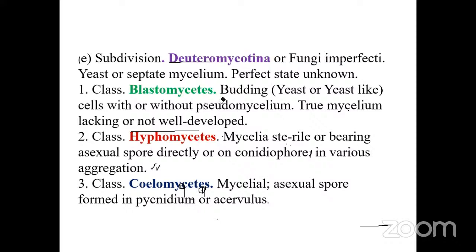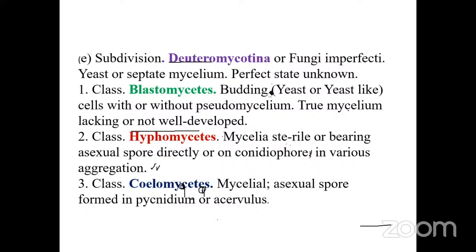But now, as for modern phylogenetic taxonomy, there is no Deuteromycotina group. Why? Because we are identifying with DNA sequencing, RNA and protein sequencing. So there is no chance of it.